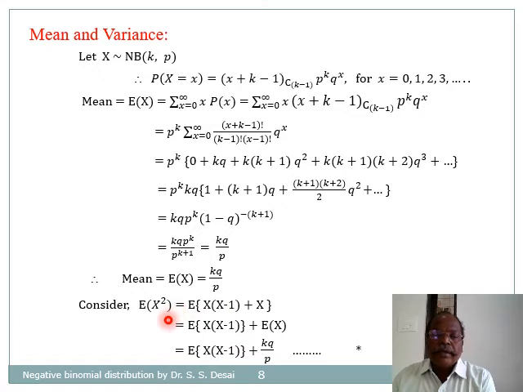Now to obtain the second moment, expectation of X square, let us consider expectation of X into (X-1) plus expectation of X, and finally it is expectation of X into (X-1) plus the expectation of X, which is kq divided by p.